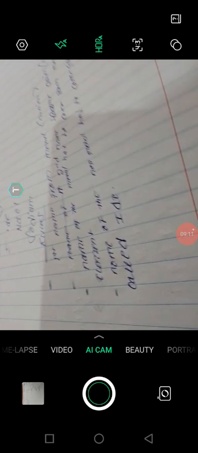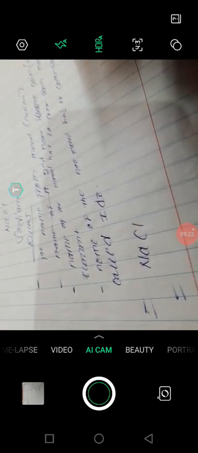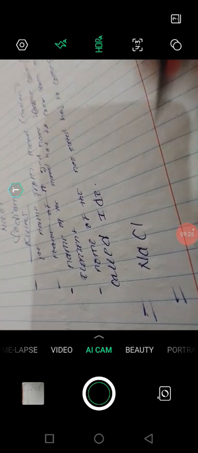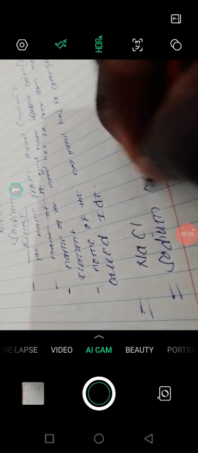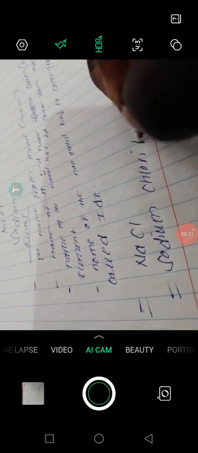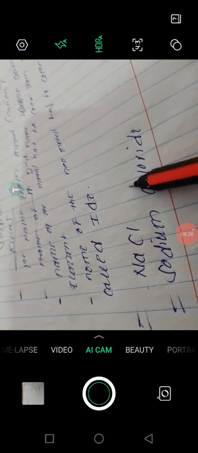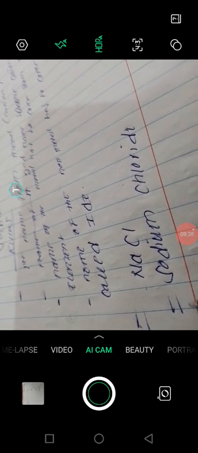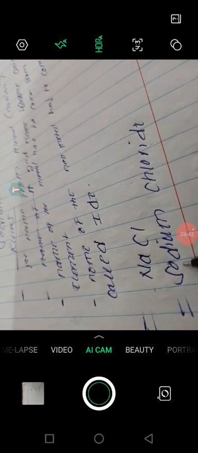For instance, I've got sodium chloride. This is a symbol for a chemical formula for sodium chloride. In this case, the name is sodium chloride, right? And if you see properly, this is a chemical formula, so in this case, this is the name of itself.